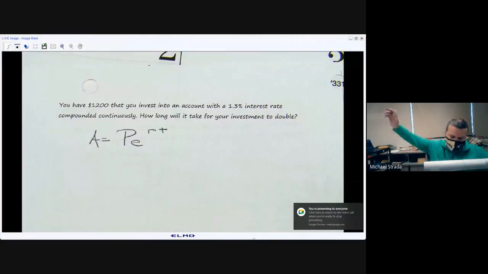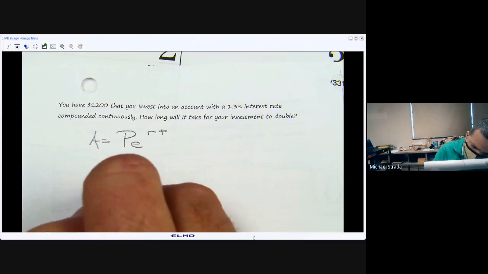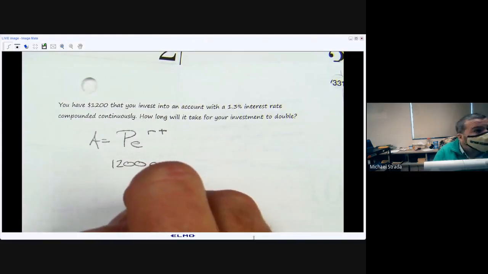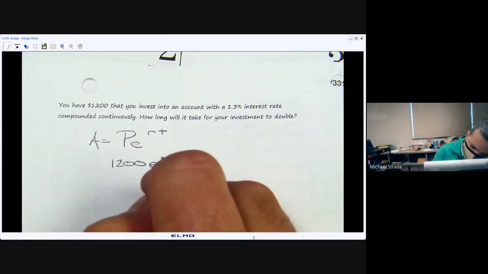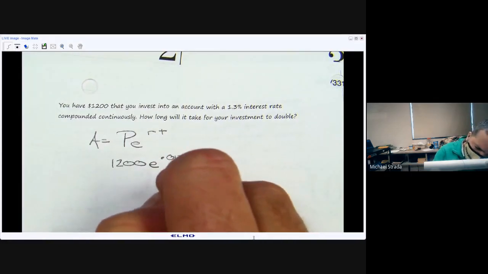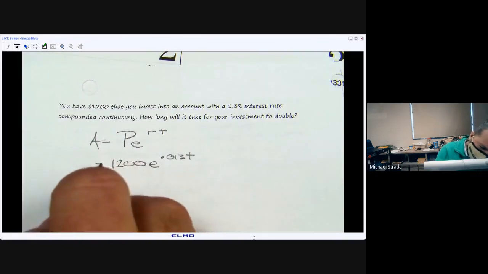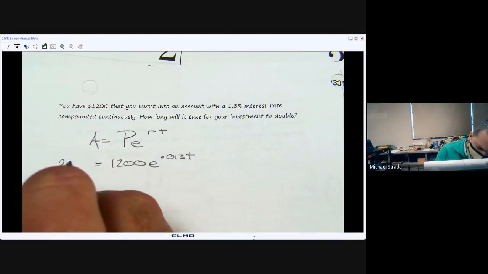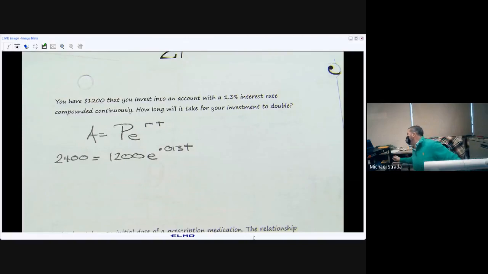Right, so P is the initial, so that's $1,200. E is always E. R is your rate. Don't forget to turn that into a decimal by moving it 2 places. T is your variable because we're figuring out how long it is. Now it wants to know how long it will take for it to double. And that's 2,400. We'll talk about that as well in a second.